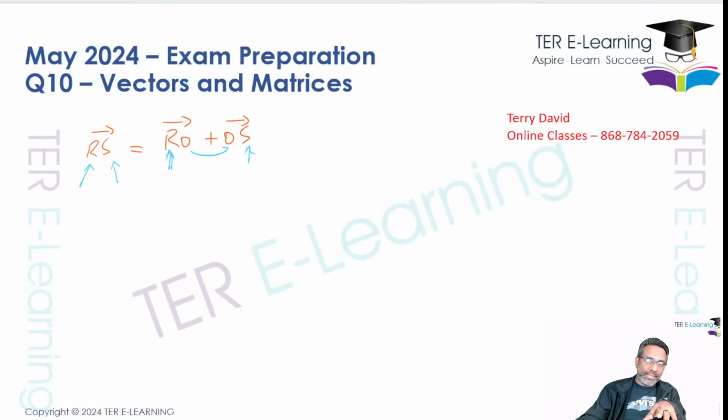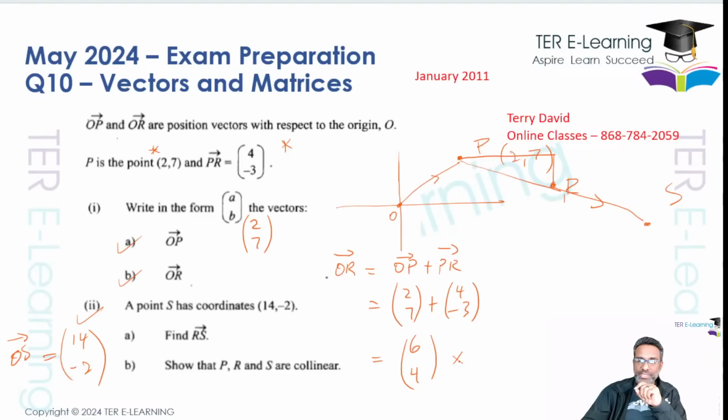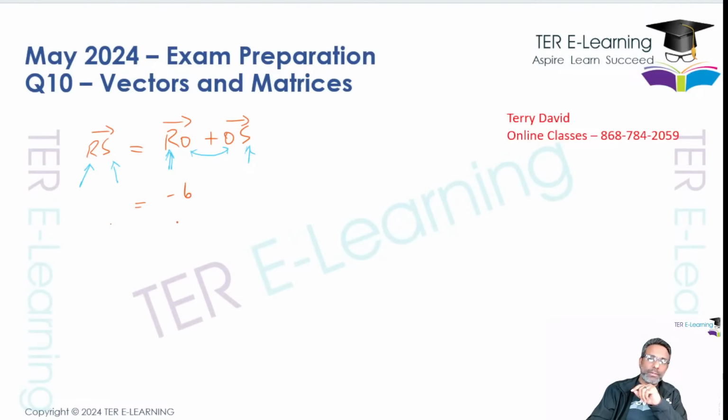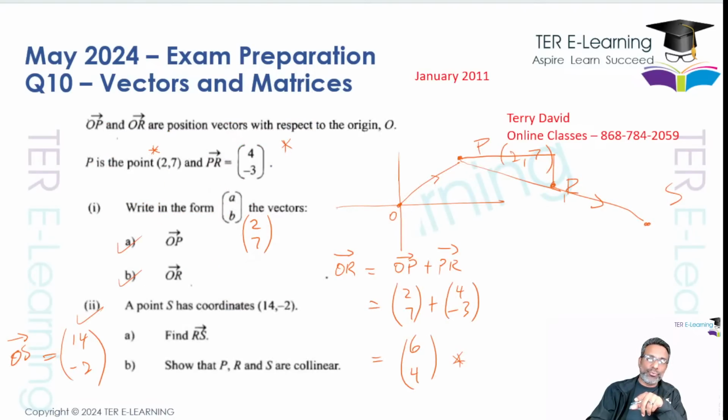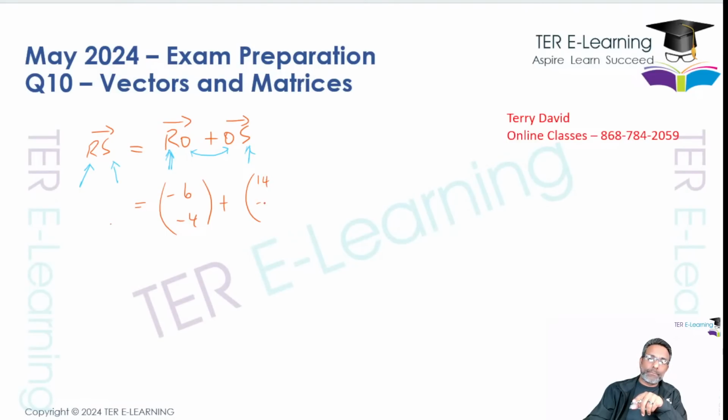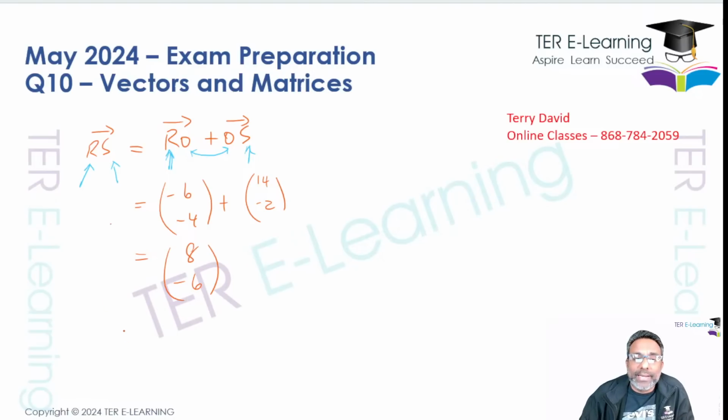And you see these two letters here? These two letters here need to be the same. If you write a vector equation and you realize those two letters are different, then something is wrong. You're definitely doing something wrong. So RO in this case is the reverse of this vector here. So it's (-6, -4), plus the vector OS, which they told us is (14, -2). So minus 6 plus 14 is going to give me positive 8. And then minus 4 plus minus 2, you're going to get minus 6. So that's my vector RS.